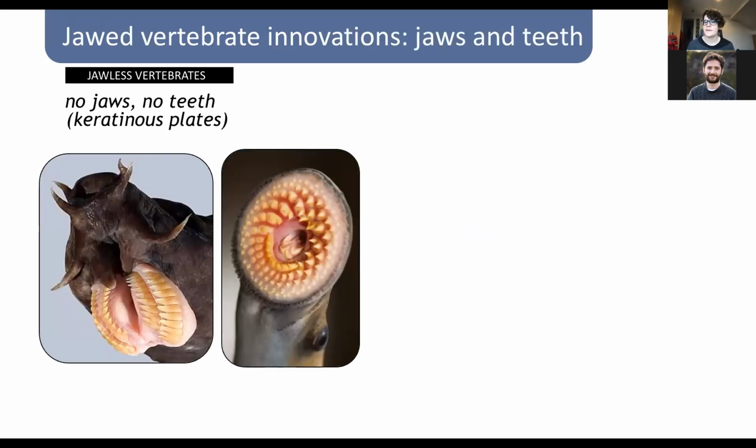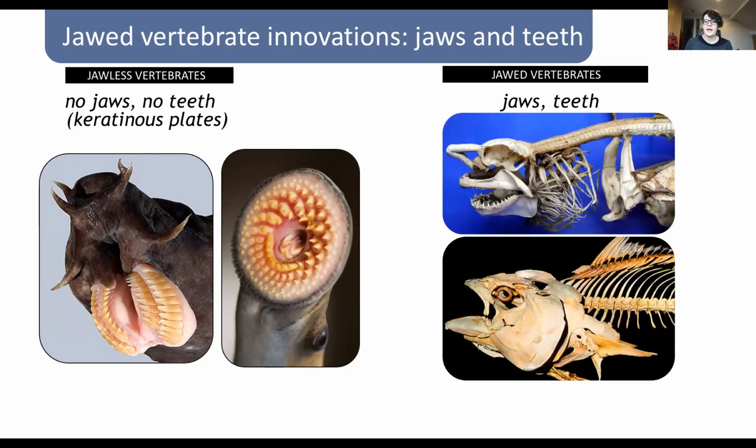So perhaps the most famous innovation that jawed vertebrates have are the jaws and teeth. So hagfish and lamprey have keratinous plates in their mouth. These are not homologous to teeth. They've evolved separately. We've got your hagfish on the left here and a lamprey on the right. Whereas jawed vertebrates generally tend to have shedding teeth borne inside their mouths on internal or external jaw bones.